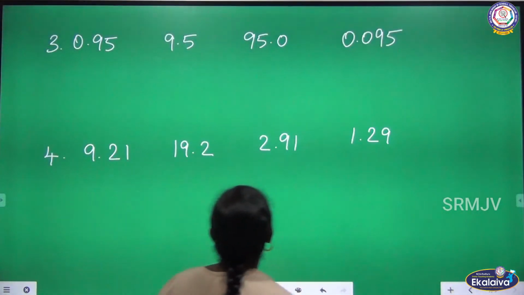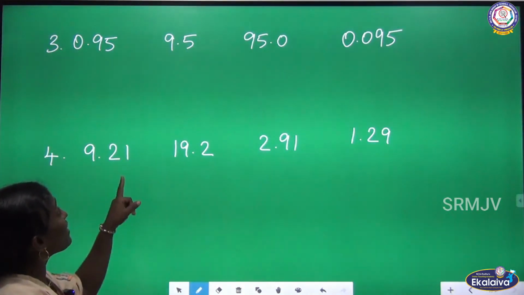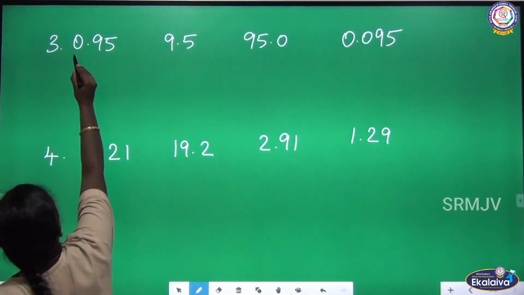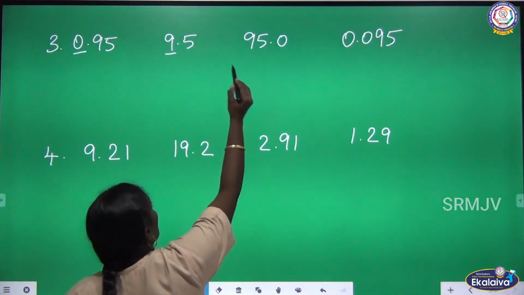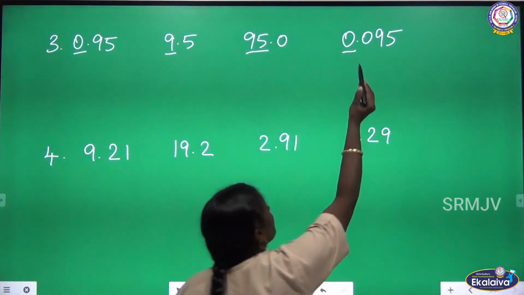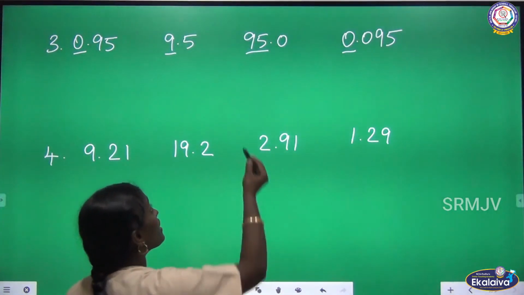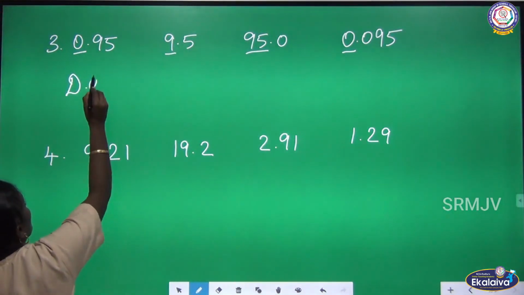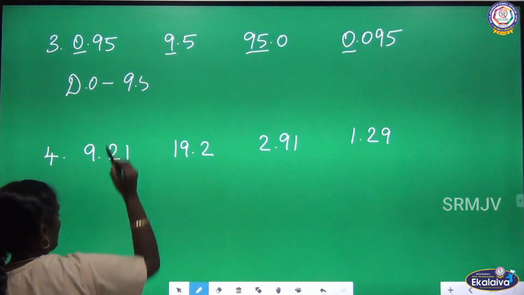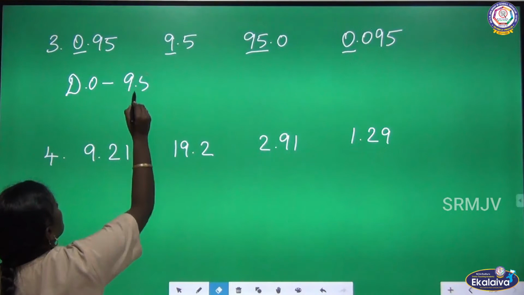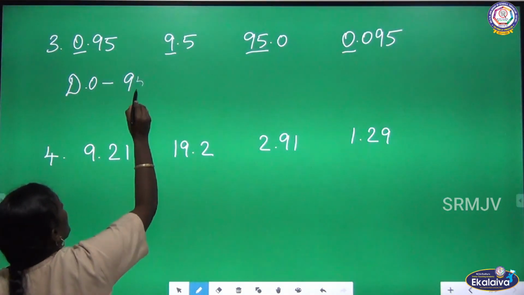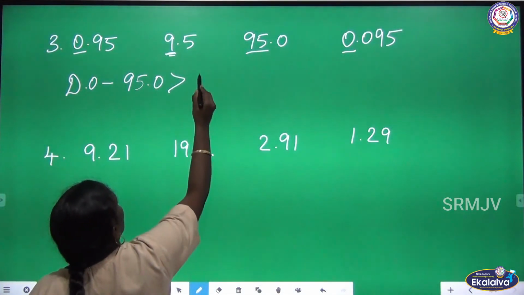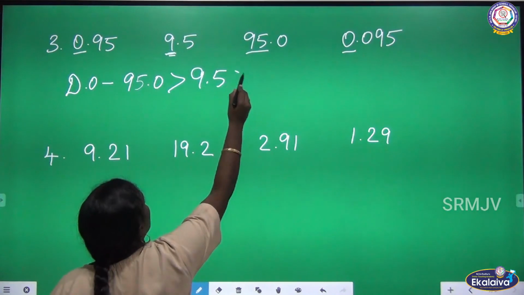Okay, the next question: 0.95, 9.5, 95.0, 0.095. First we have to compare the whole number part: 0, 9, 95, 0. While comparing the whole number part, we can say that 95 is the greater number, isn't it? So 95.0 is the greater number. Then here we are having 9. So 9.5 is the next greater number.